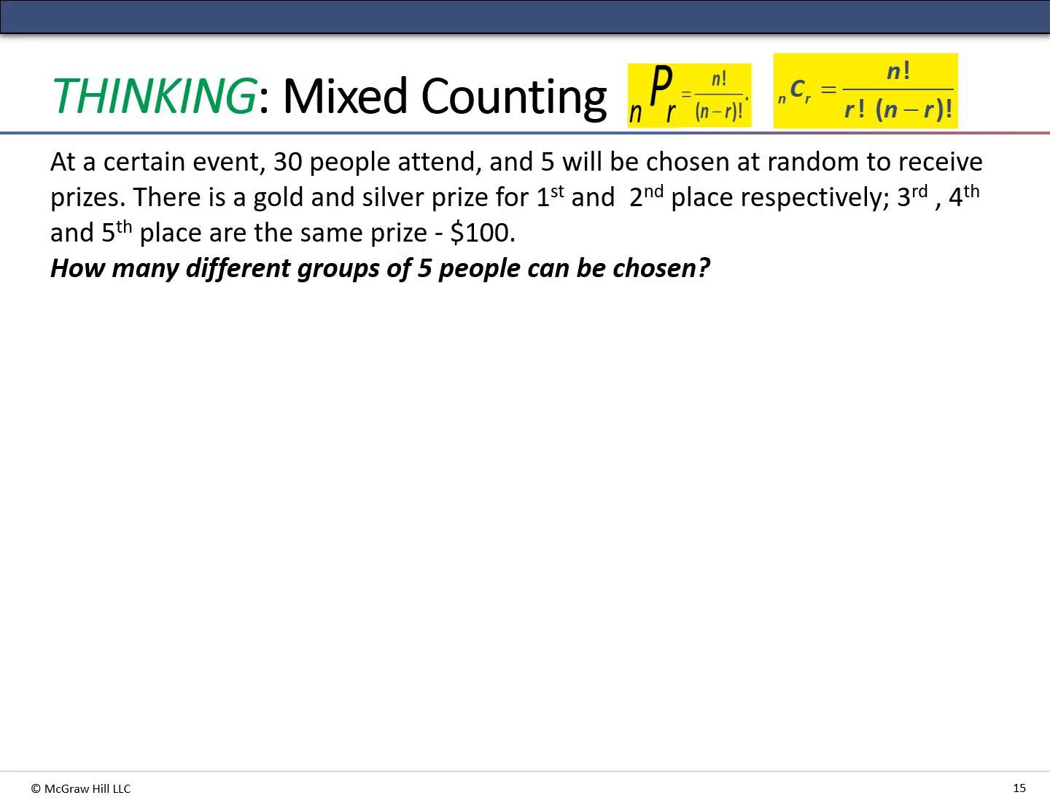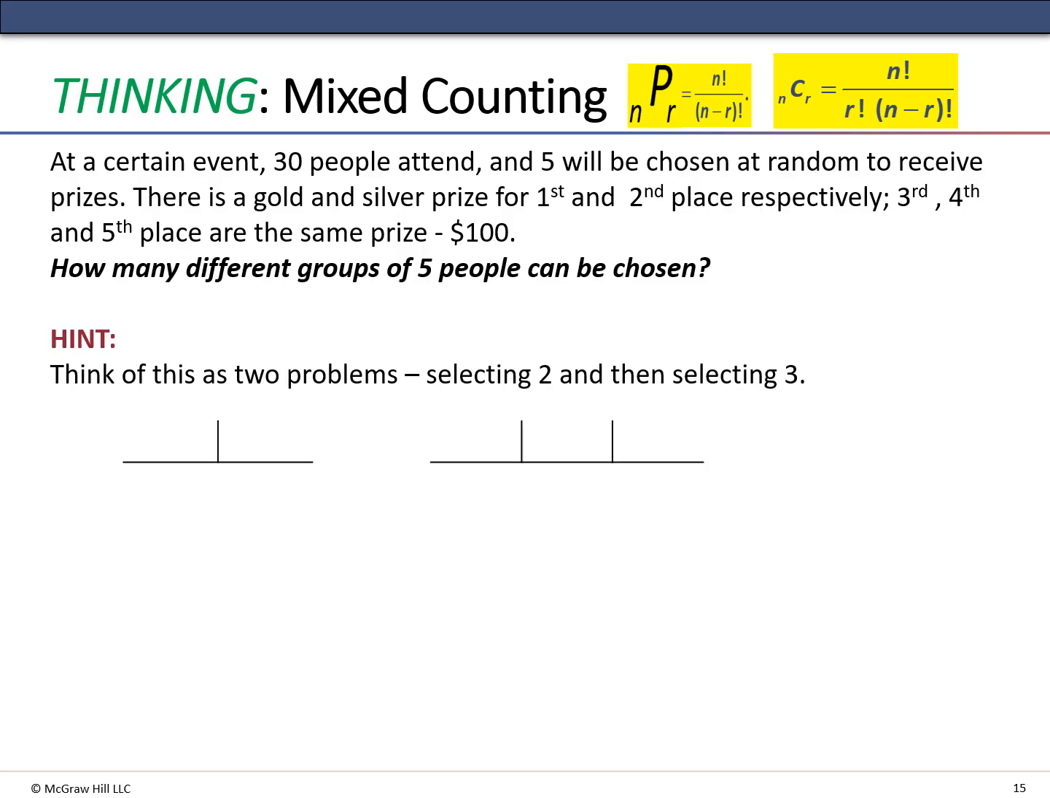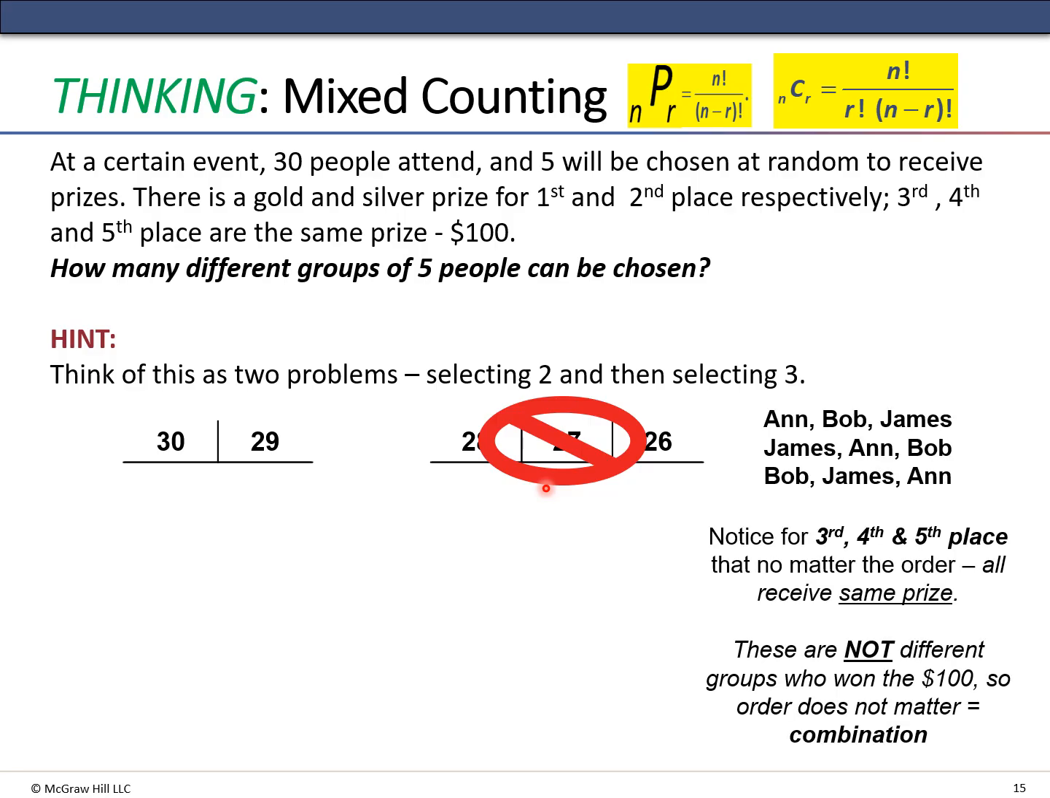So the hangman can kind of help us here if we think about this problem as 2 problems. Here on the left, we have the hangman with 2 places, and then on the right, we have 3 places. So I first might be tempted to try this, 30 times 29, which remember works for permutations, but doesn't work for combinations. All right? So we need to be careful there. But it can help us figure this out.